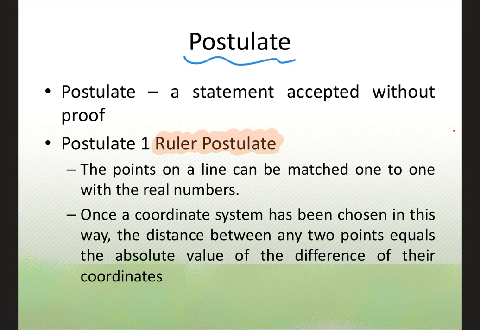Once the coordinate system's been chosen in this way, the distance between the 2 points equals the absolute value of the difference of their coordinates, which is what we just used. So what we just applied is actually the ruler postulate.